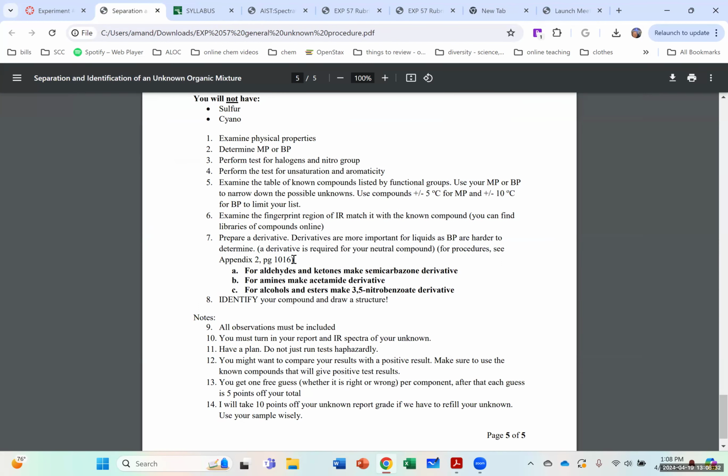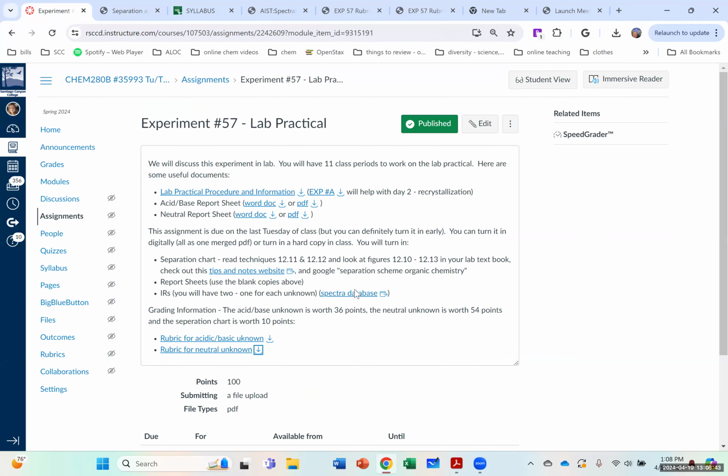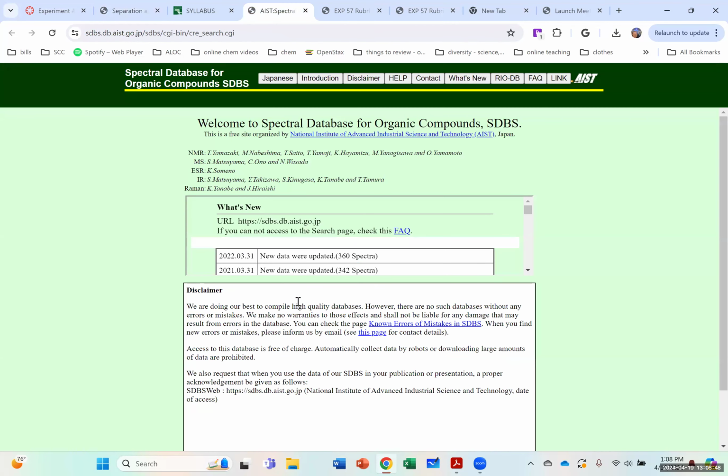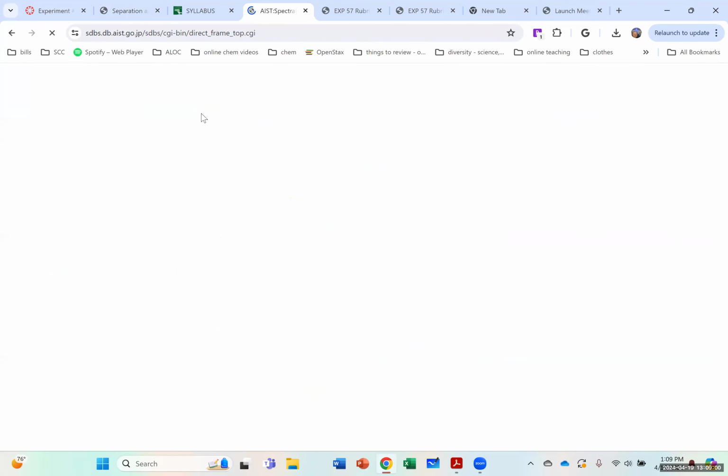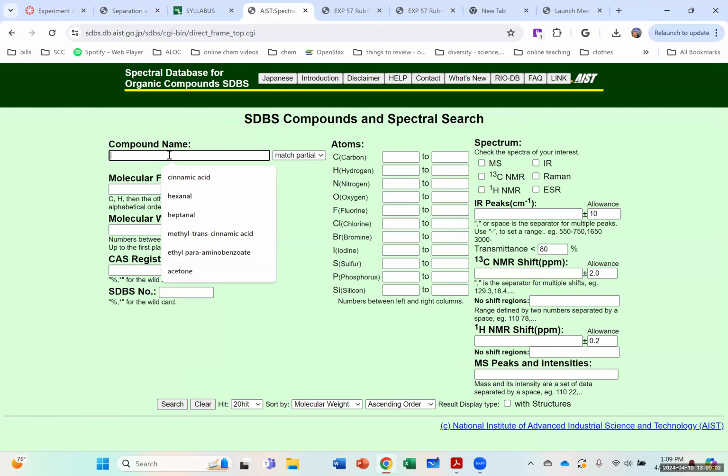This talks about the derivatives and where to get that information. One of the things here is it says to examine your IR. On the page here, I have a link to the spectral database. This is probably the same one that you used for your take-home test, but it is listed here as well. There's one thing I want to point out. I'm going to just search for a compound. We will just pick one that's already on here.